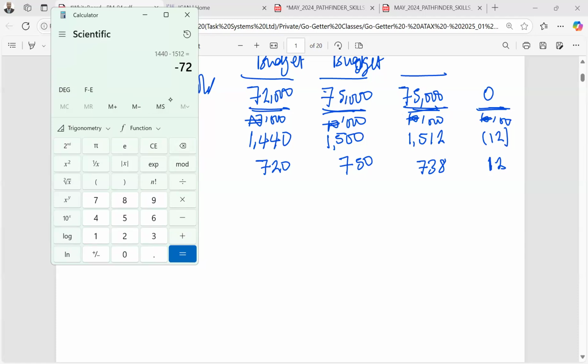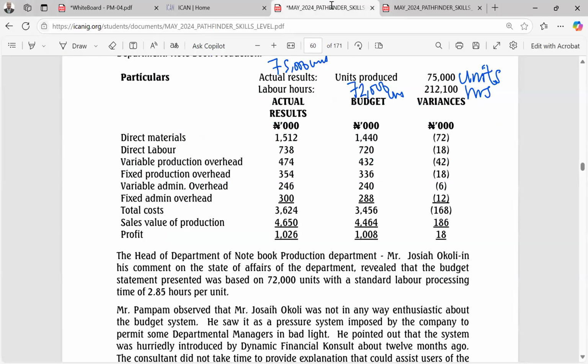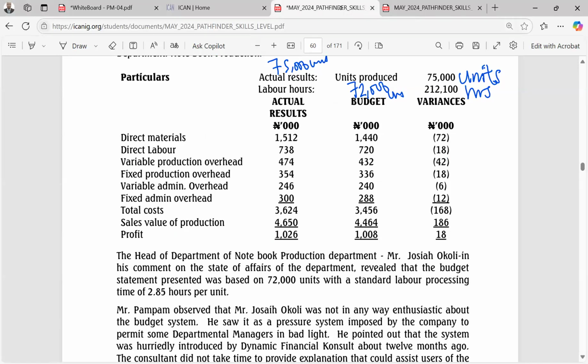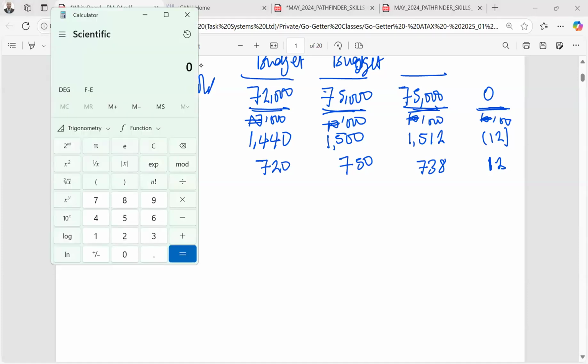Okay, so let's go to direct material again. This 1440 was given to us in the question. That's this. And this 1512 was also given to us. That's this. What we need to determine is this value here. And how do we determine the value? We'll bring our calculator and we'll take this 1440.